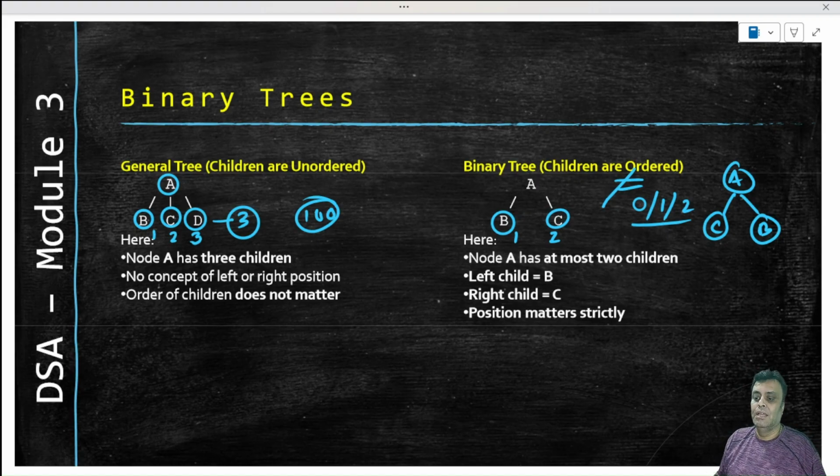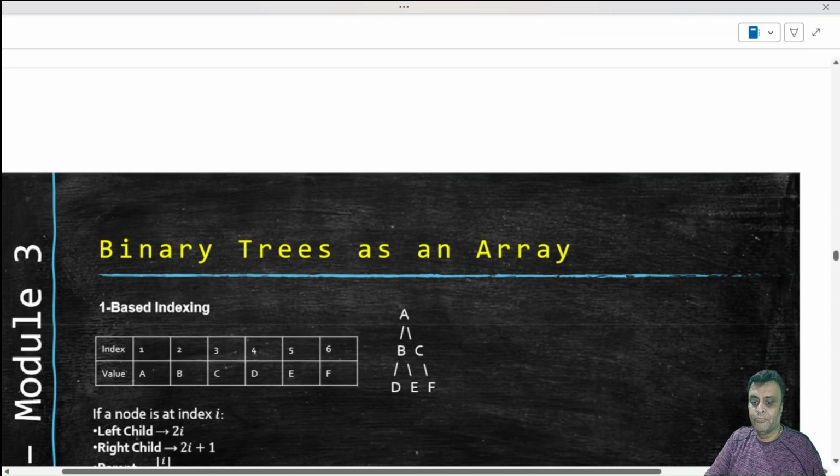So that's in a nutshell the qualifying criteria for a binary tree: 0, 1 or 2 nodes, not more than that. And the sequencing of the nodes, the left and the right node sequence, is very, very important. So that's on the binary tree concept.